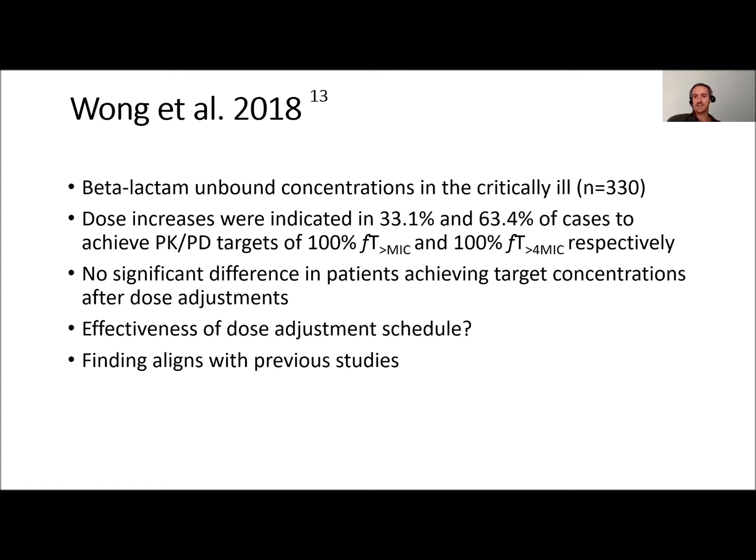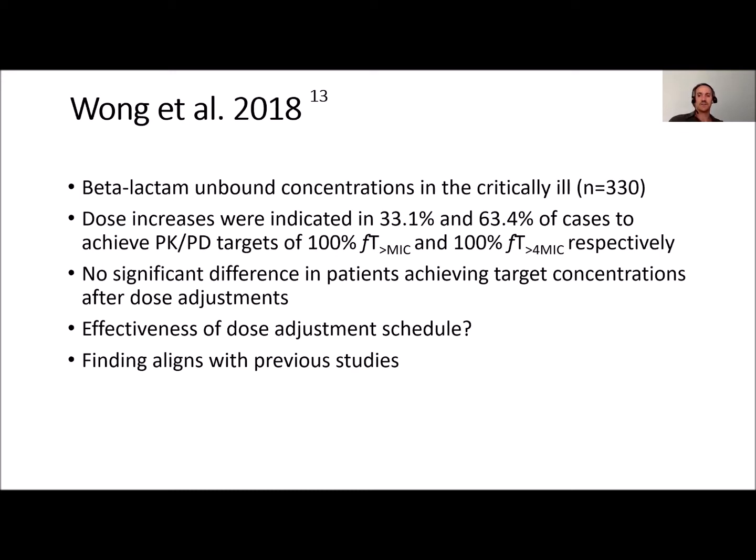In terms of adjusting following TDM, they didn't find any difference in patients achieving concentrations after that dose adjustment. So I guess that starts to raise the question about the effectiveness of dose adjustment schedules. If you're just using TDM without dose optimization software, it's a question of: if my target is 4 and I get a level of 2, do I double the dose?